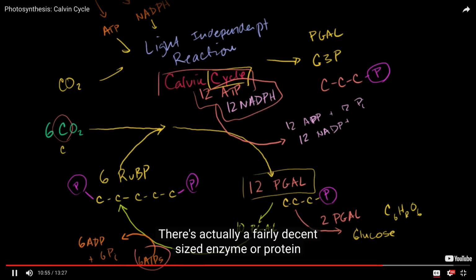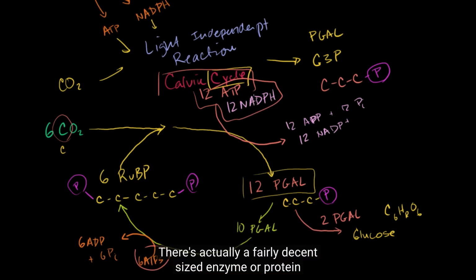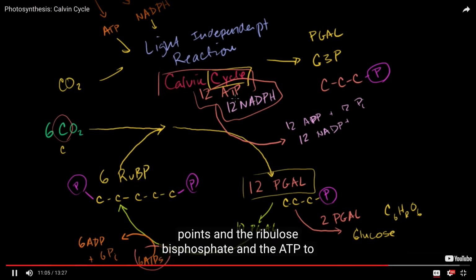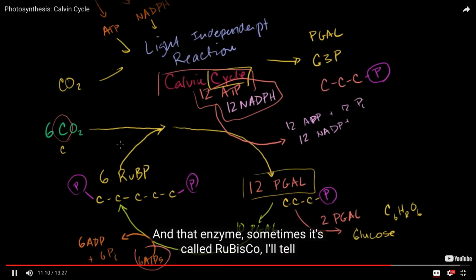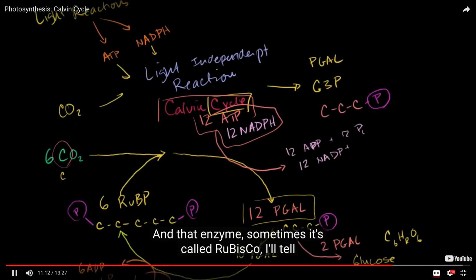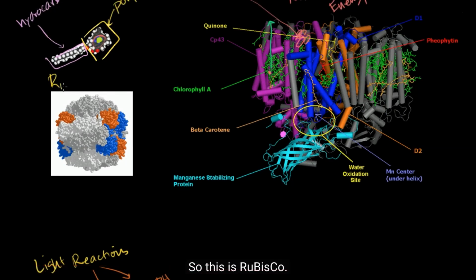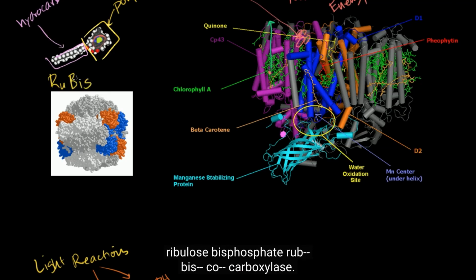And it's not just happening with the ATP and NADPH. There's actually a fairly decent-sized enzyme or protein that's facilitating it, that's allowing the carbon dioxide to bond at certain points and the ribulose biphosphate and then the ATP to react at certain points to essentially drive these two guys to react together. And that enzyme, sometimes it's called rubisco. I'll tell you why it's called rubisco. So this is rubisco. So I get the capitalization right. Ribulose biphosphate, rubisco carboxylase.